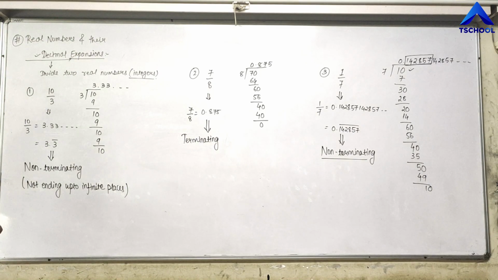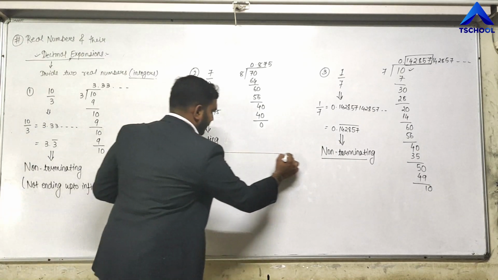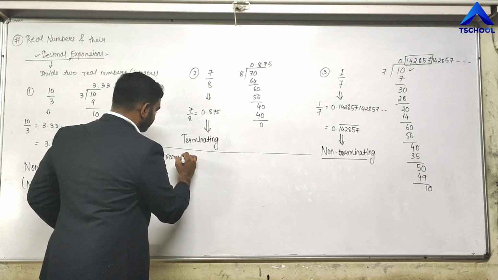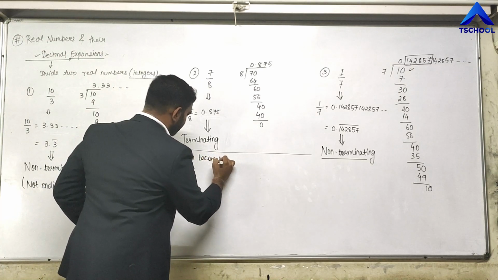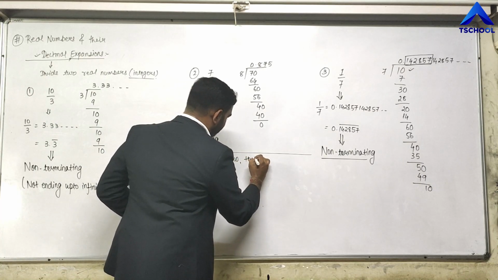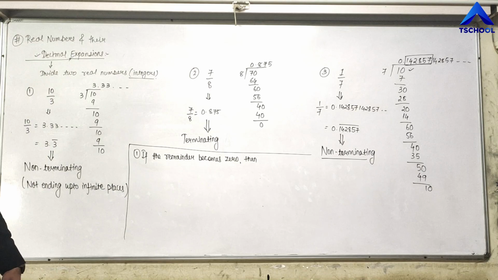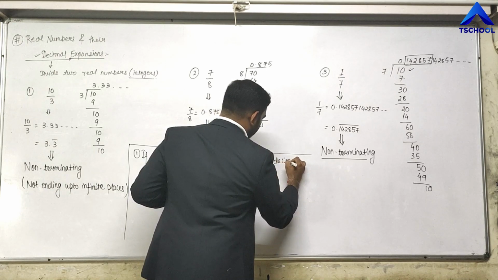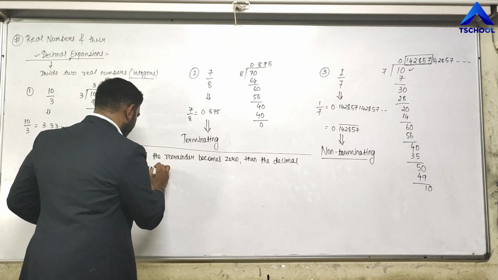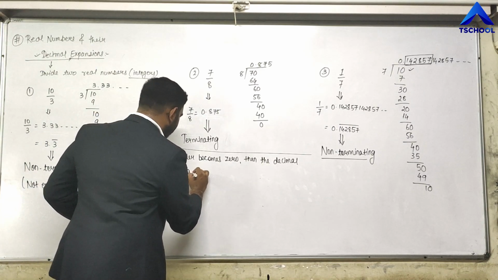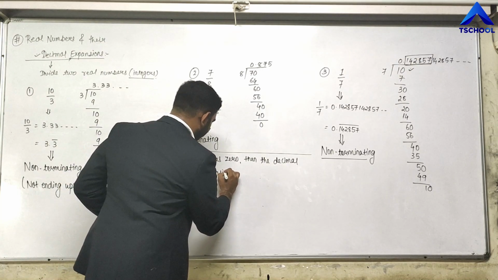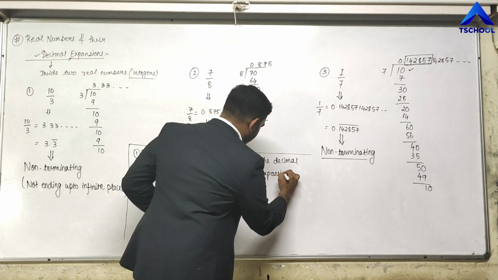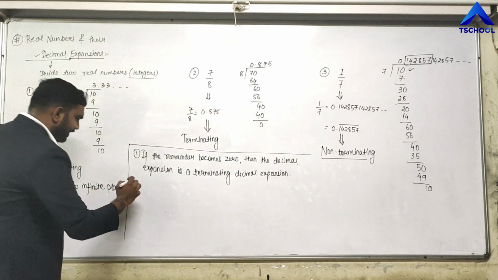So coming to the conclusion from this: the first point, if the remainder becomes 0, then the decimal expansion is a terminating decimal expansion.